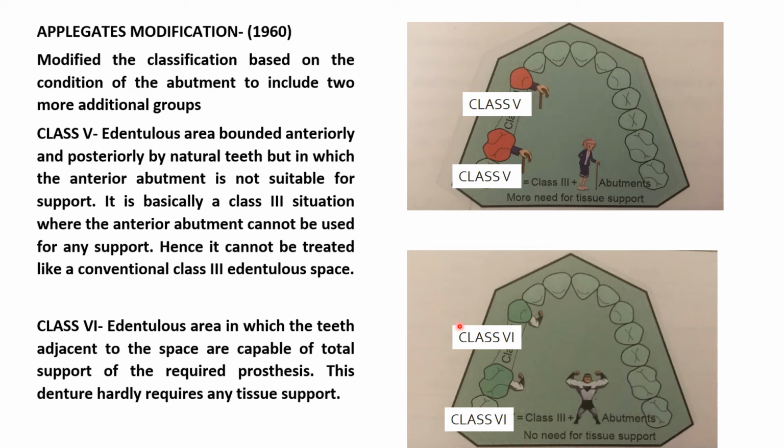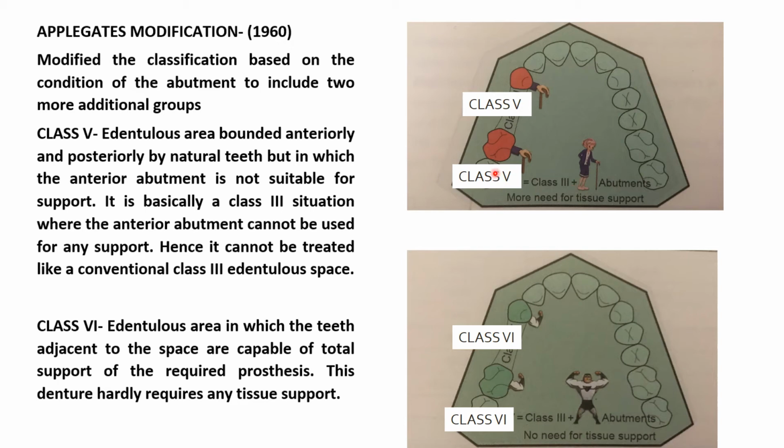And class 6 is when your abutment teeth are so strong that you do not need tissue support. Class 6 is an edentulous area in which the teeth adjacent to the space are capable of the total support of the required prosthesis. This denture hardly requires any tissue support. As you can see, class 6 is class 3 plus strong abutments, so you do not require tissue support.